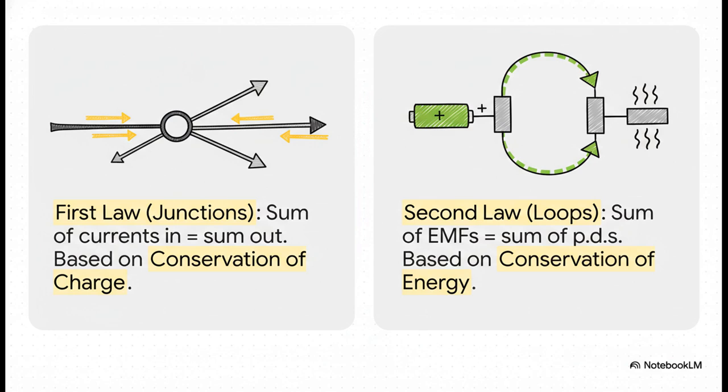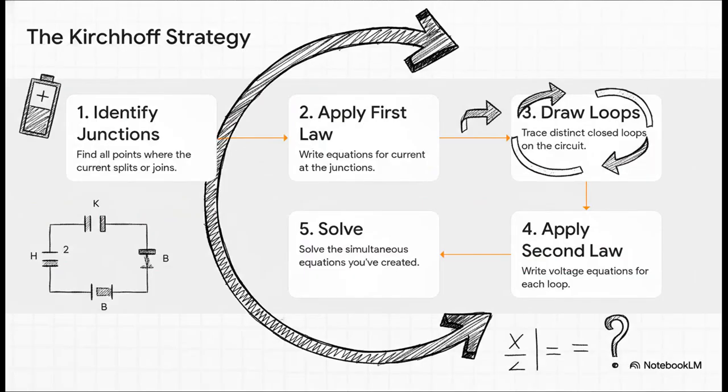The first law simply says charge can't appear or disappear at a junction. What flows in must flow out. It's all about the conservation of charge. And the second law says that the energy supplied by the sources in any loop has to be fully used up by the components in that same loop. That's the conservation of energy. And this is the strategy that turns that confusion into a clear, repeatable process.